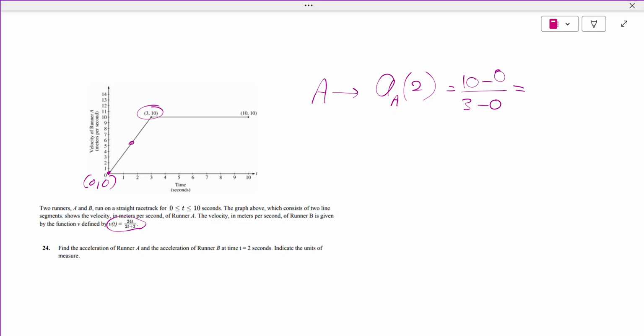So this is going to be what? 3.3 repeated, right? Meters per second squared.